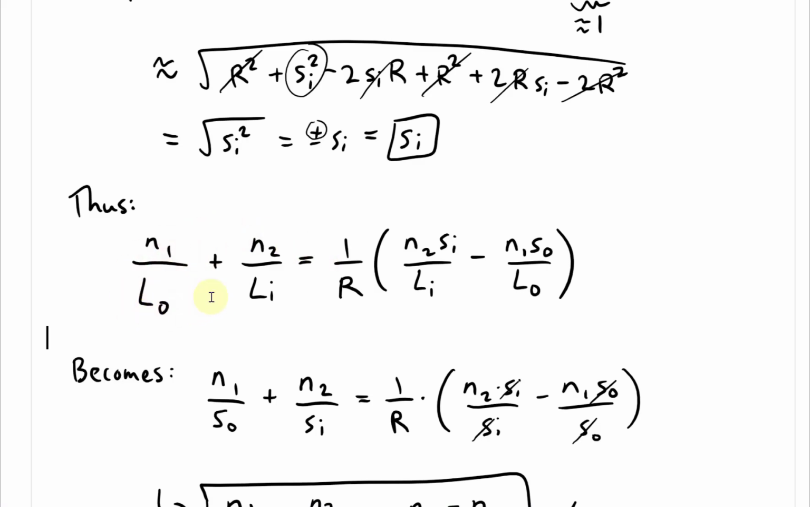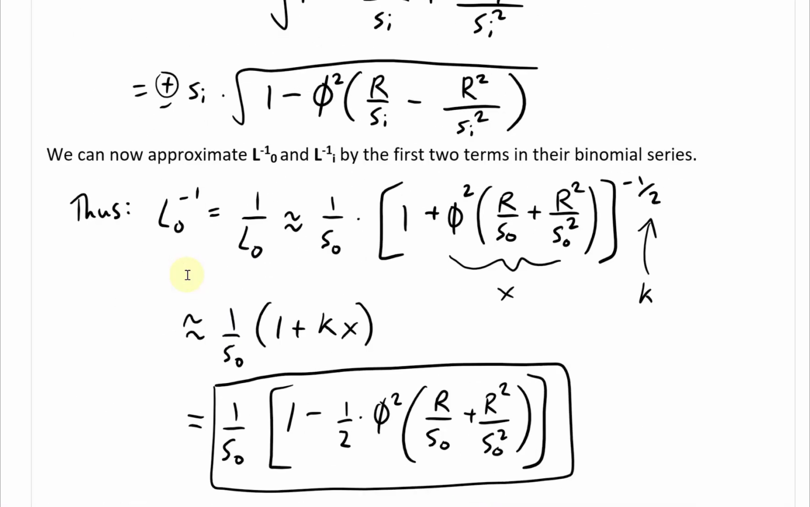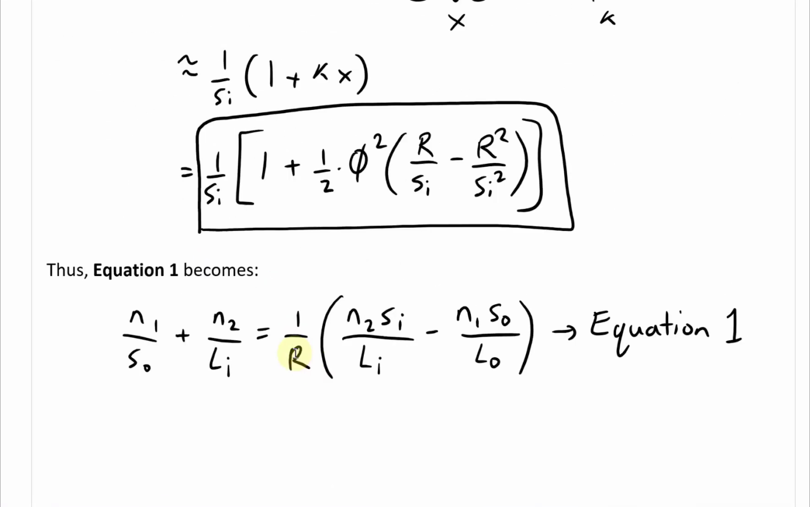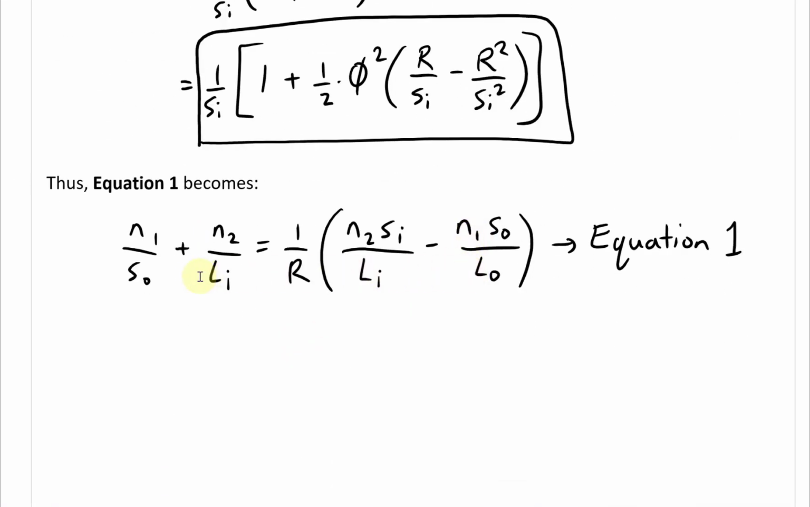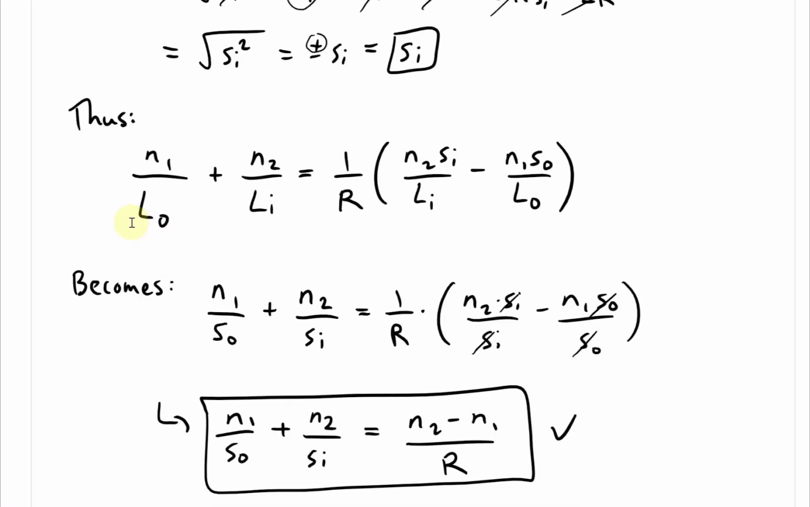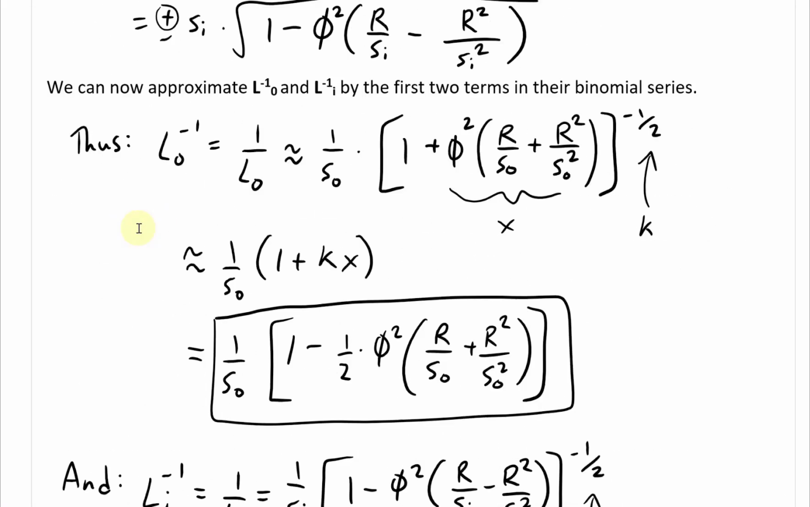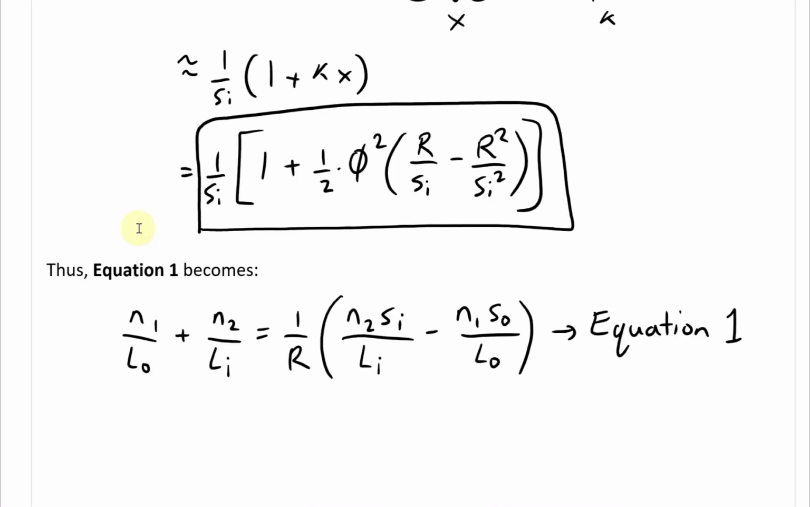So n1 over L naught plus n2 over Li equals 1 divided by R times n2 times Si over Li minus n1 times S naught divided by L naught, like that. So that's exactly what we have. And now we're going to replace all of these L naughts and Lis, and this is a 1 over L naught. Let's see that again. Yeah, so L naught, not S naught. Okay. So now that we have that, just a bunch of subscripts.